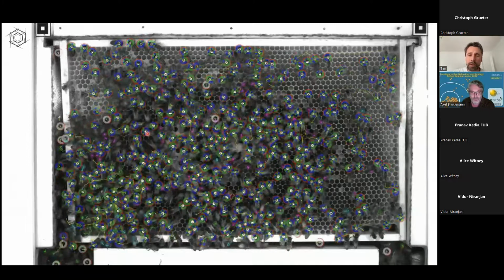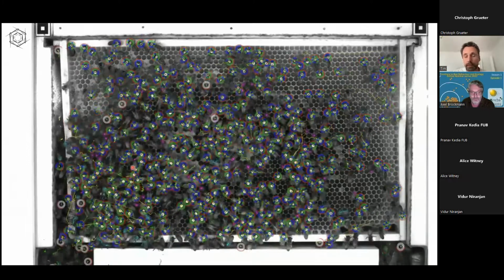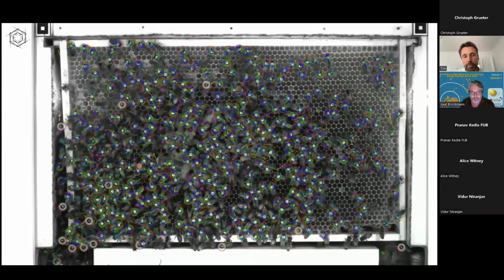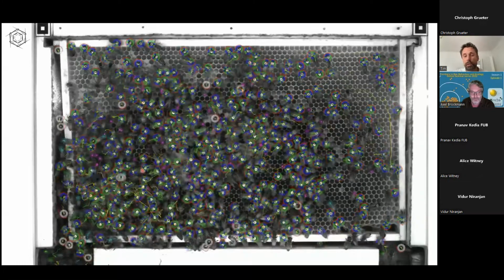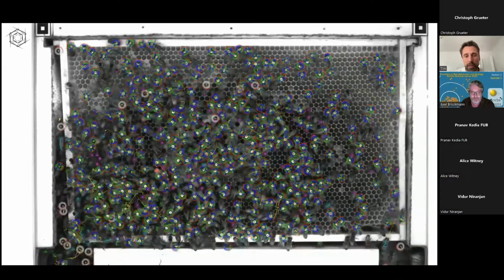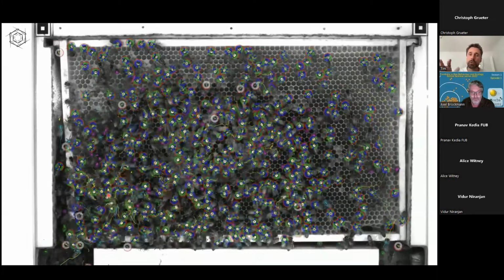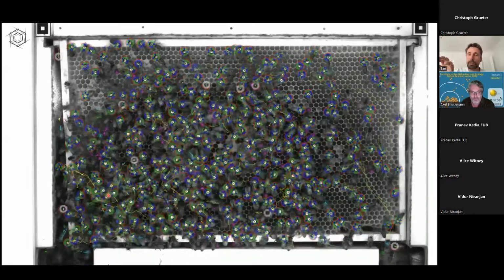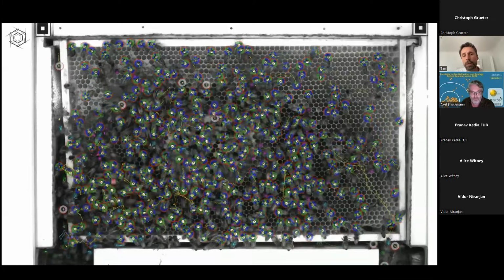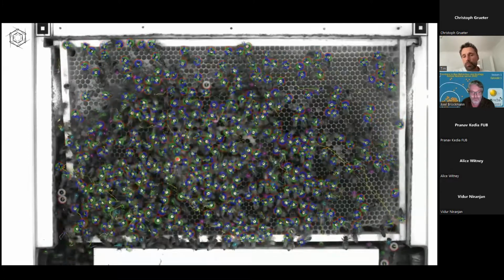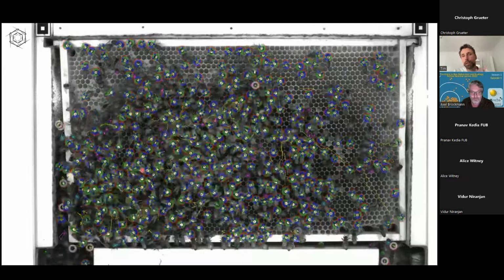We then identify those bees. So we have a machine learning model that gives us the ID, but also the spatial orientation, 3 angles of rotation. And so this is what the raw data looks like. And then we track these over time.